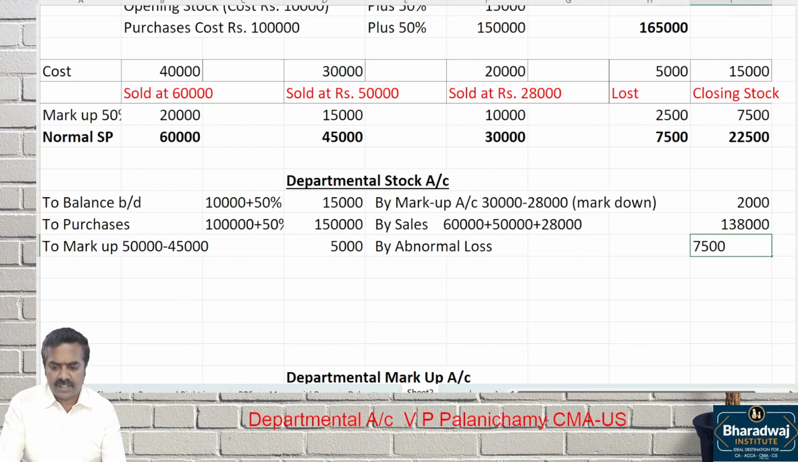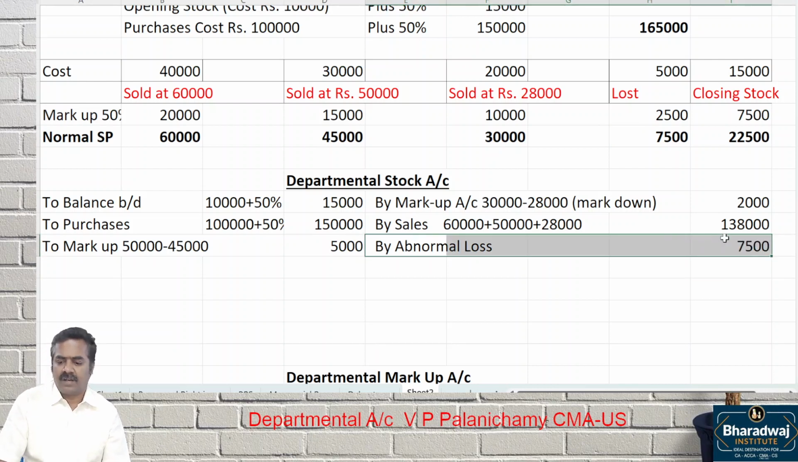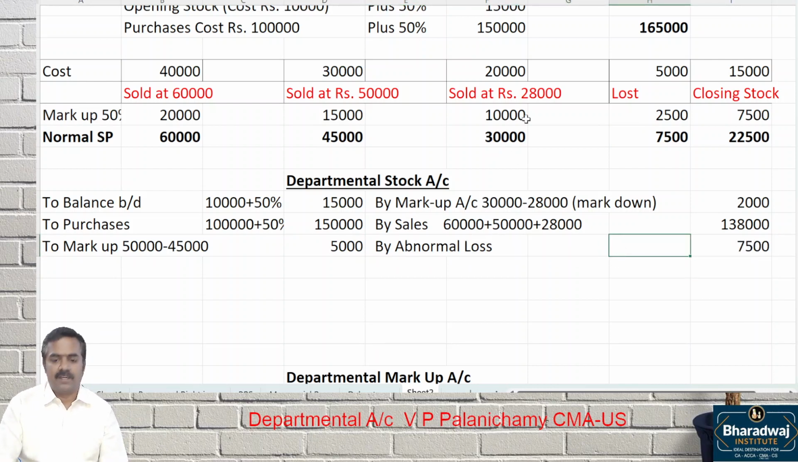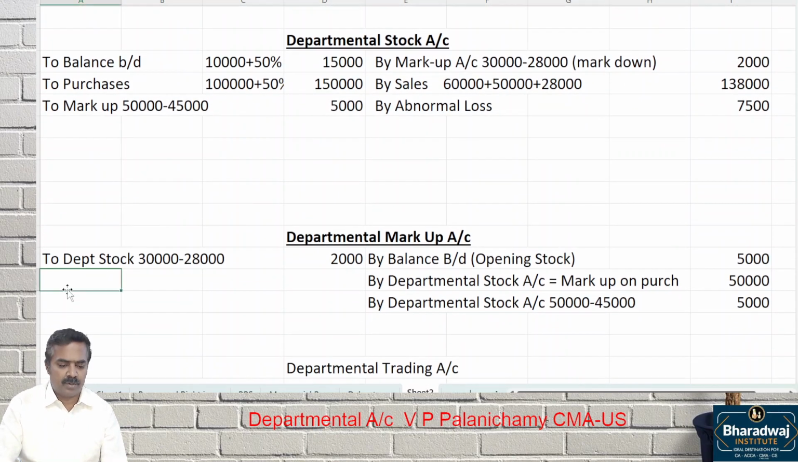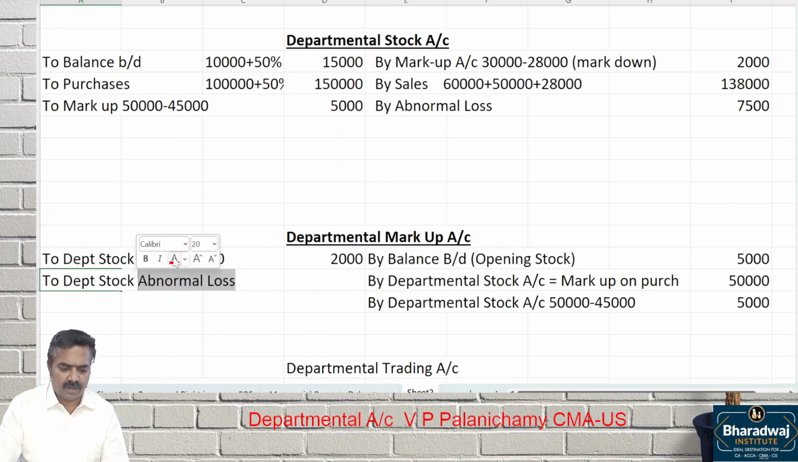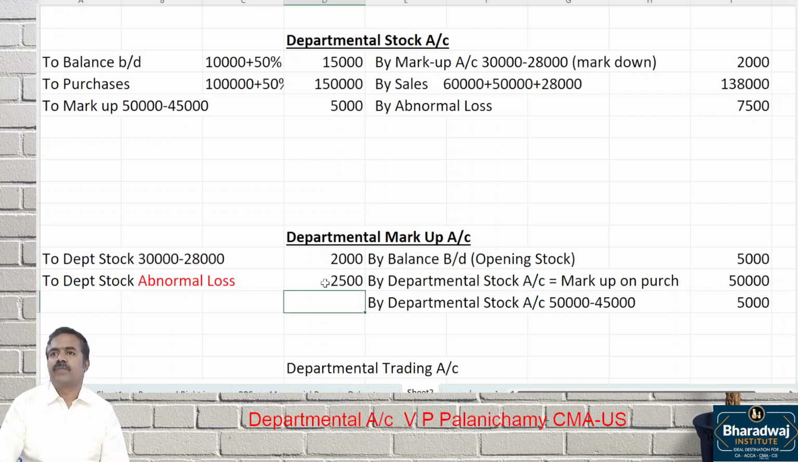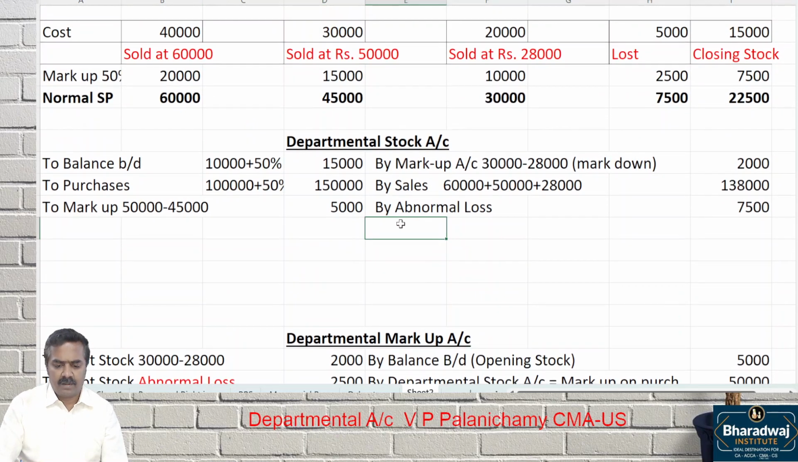By abnormal loss, 7,500. This abnormal loss is at which one? Normal selling price. On this, what is the profit element? 2,500. That will be removed here, to departmental stock on abnormal loss. The profit element in which one? Same like your branch stock account. What is abnormal loss or the profit element? 2,500. Then by balance carried down is nothing but closing stock.